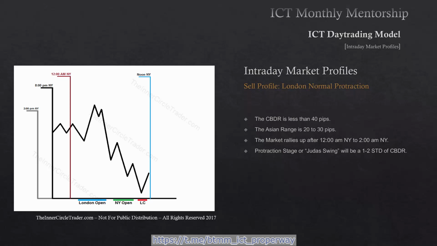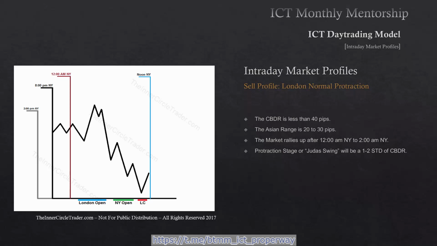Now the market, again, has to rally immediately after midnight New York time. And you want to see that sustained movement higher, moving up towards the 2 o'clock hour in New York time. So what that's doing is creating that initial move, that protractionary state. You are looking for the move to be going up, but the entry can occur as early as 1:30 a.m. New York time, 1 o'clock in the morning New York time.